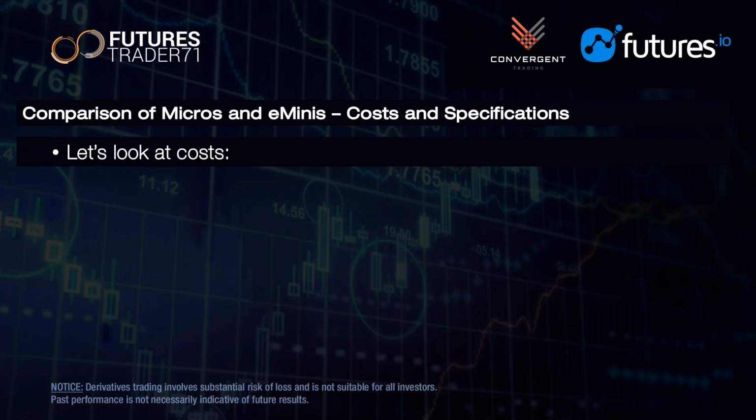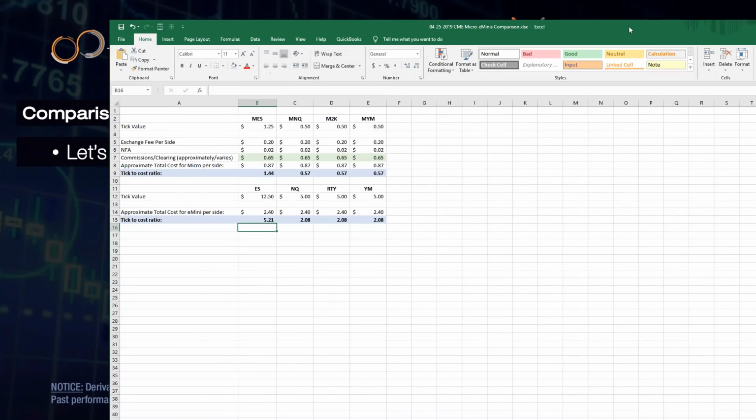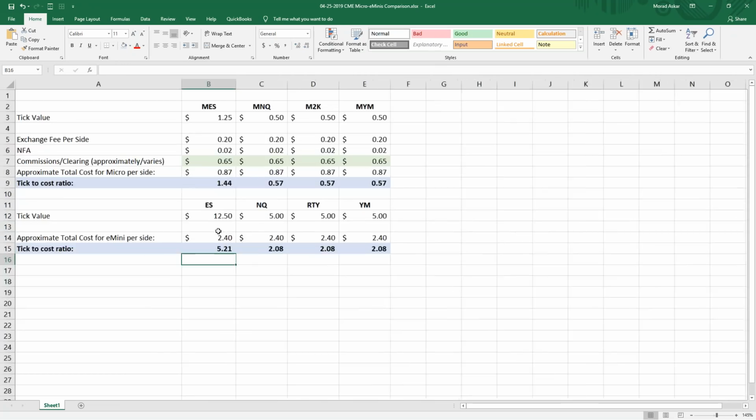Let's look at costs. Here's the best way I can represent this, in a spreadsheet. Here's the cost.